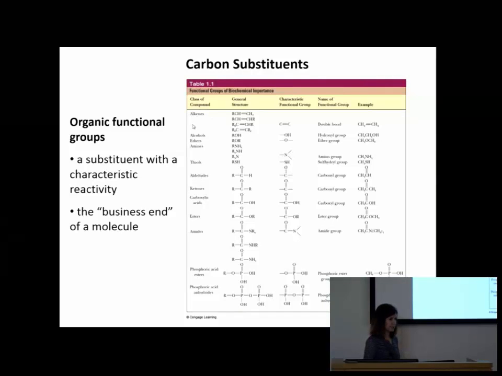Alcohols have a hydroxyl group. OH is a hydroxyl group, and that makes it an alcohol. And here's ethanol. I'm hoping to have some ethanol later at lunch. Ether has an oxygen interrupting a carbon chain. So remember I said carbon connected to carbon, bound to carbon, bound to carbon. Well, instead of just carbon after carbon, we put an oxygen in the middle.